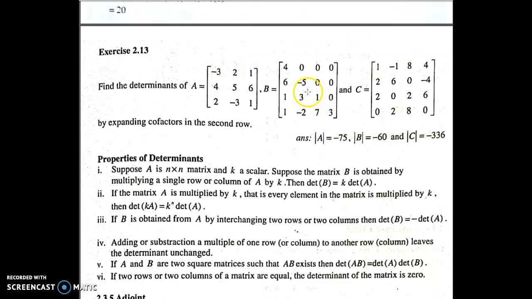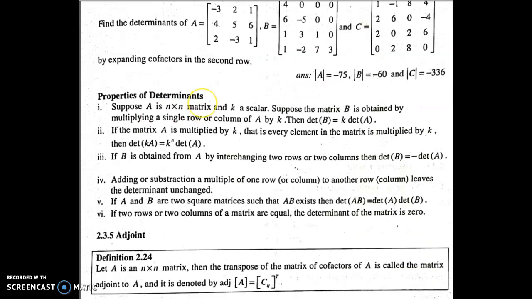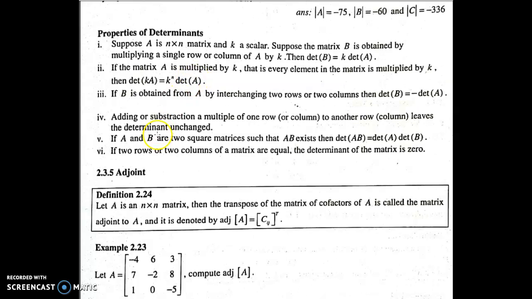So you can try to do this on your own. After this we are going to talk about adjoint.